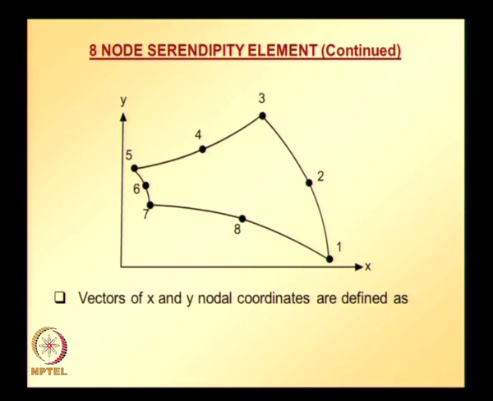So, we can define 2 vectors xn and yn in this manner, because it is advantageous to put the x nodal coordinates and y nodal coordinates in this manner. We can easily evaluate by vector operations the partial derivative of x with respect to s, x with respect to t, y with respect to s, y with respect to t, to calculate the determinant of Jacobian.